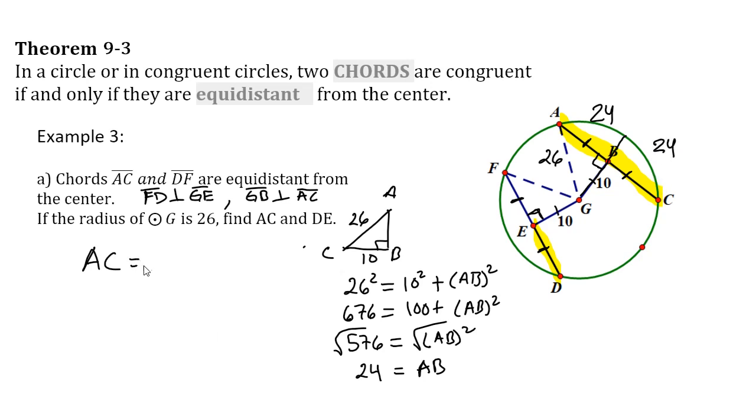So AC is the same thing as AB plus BC. Therefore, it is going to be 48. Now for ED or DE, that's just the same thing as AB and BC. So 24.